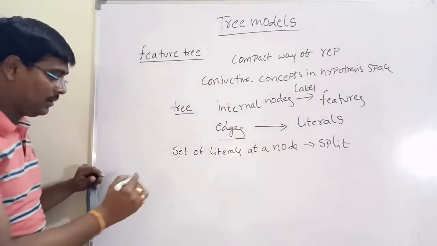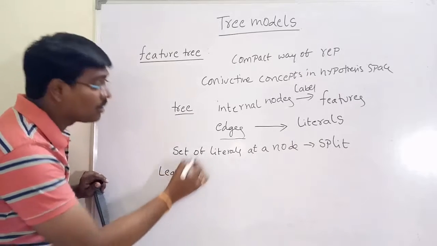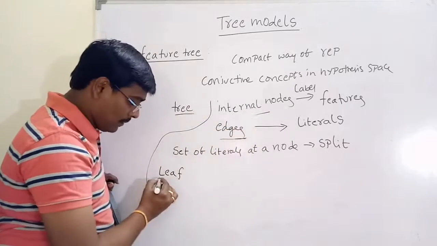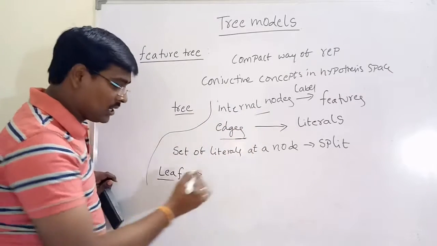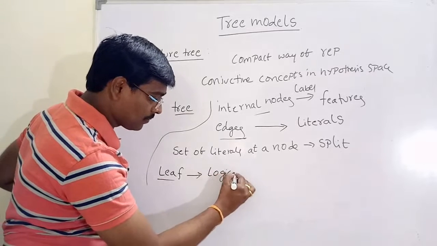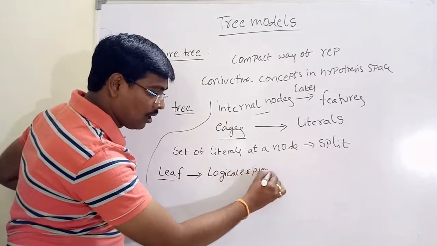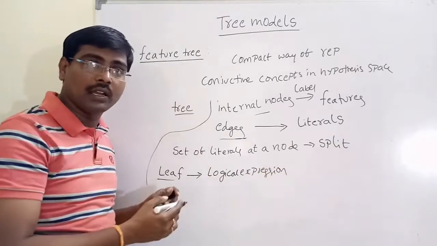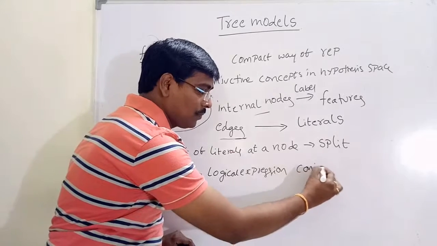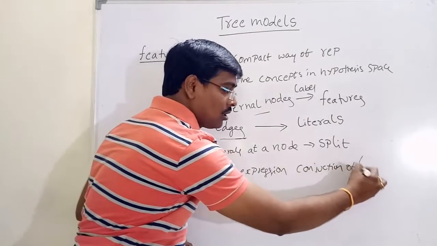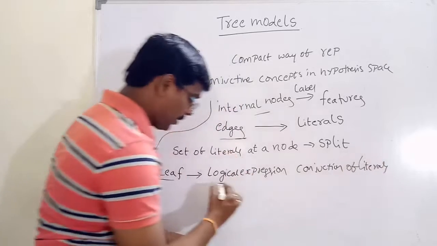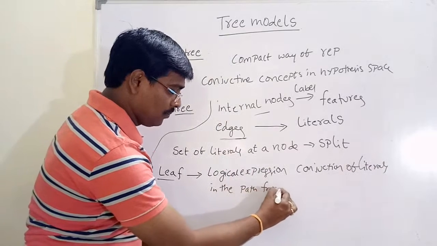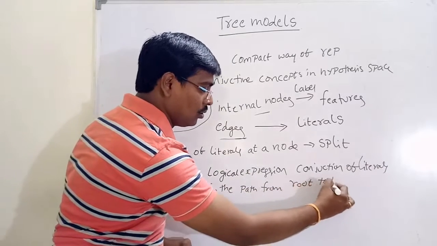And finally a leaf node. That is, the tree contains these parts: internal nodes, edges, a split node, and leaf. The leaf is simply a logical expression. That is the combination of all the literals, that is the conjunction of literals in the path from root to that node.